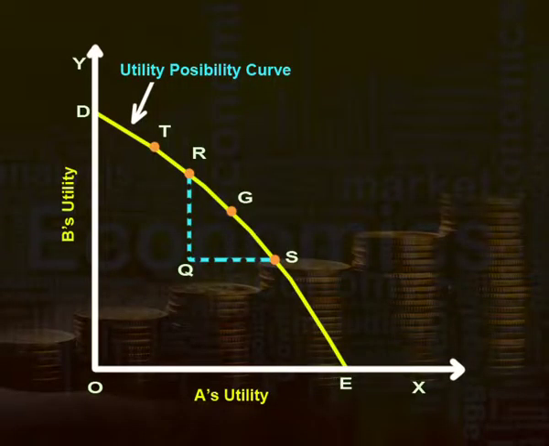This can also be explained with the help of a diagram. Here in this diagram we can see that if we move downwards on the curve DE, utility of A increases and that of B decreases, while if we move upwards towards utility curve ED, utility of B increases and that of A decreases. Most of the economists believe that a movement is desirable only if no one is worse off and at least one person is better off.